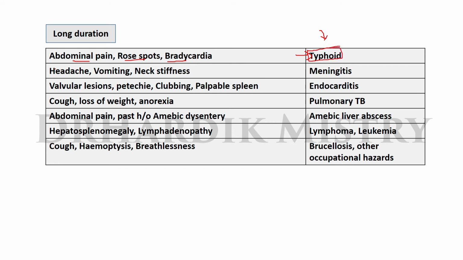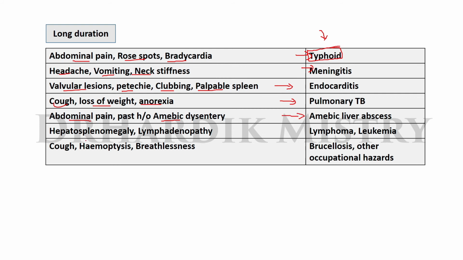When the long duration of fever is along with headache, vomiting and neck stiffness, then that is meningitis. Long duration of fever with valvular lesions, pathology, clubbing and palpable spleen, then it could be endocarditis. Fever of long duration along with cough, loss of weight and anorexia, then we can say that the reason is pulmonary tuberculosis. Fever with long duration that is present with abdominal pain and past history of amoebic dysentery, then we can most probably say that the fever is due to amoebic liver abscess.